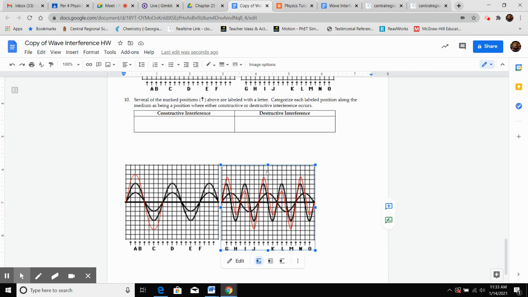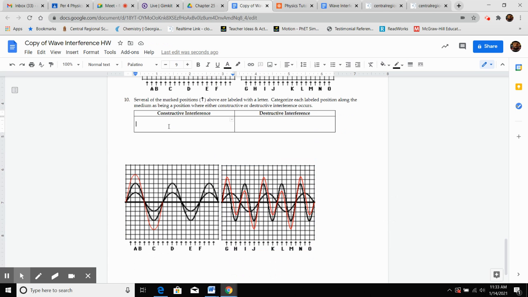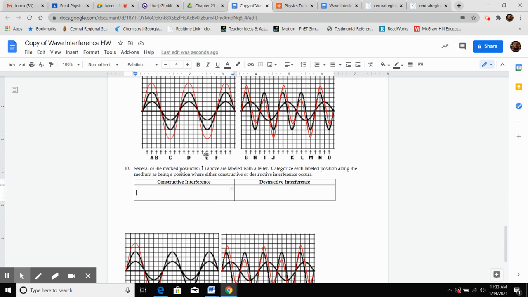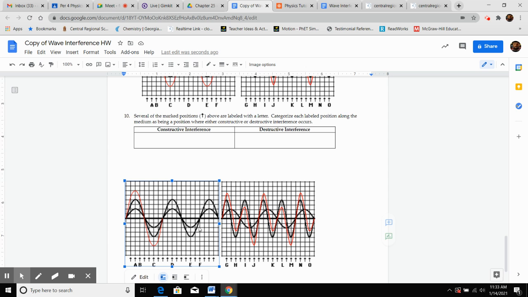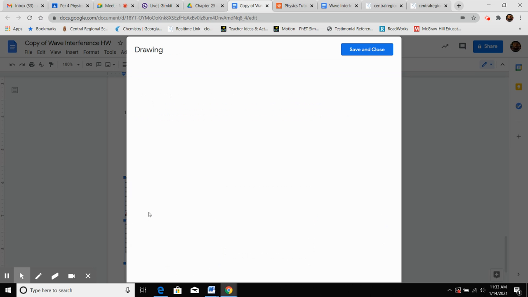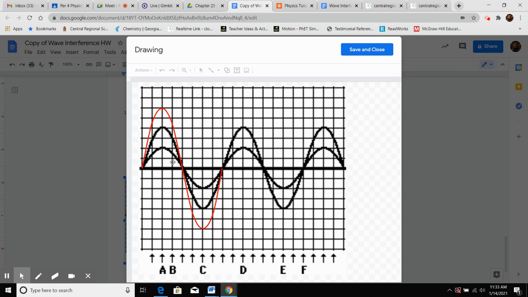And then you have to determine whether each one of these letters is constructive or destructive interference. So just kind of looking at them real quick. Constructive means both of the waves are on the same side of the horizontal. So at point A, yeah, they're both on the same side, constructive. Point B, both same side, constructive. Point C, both on the same side, constructive. Okay, you get the hang of that.